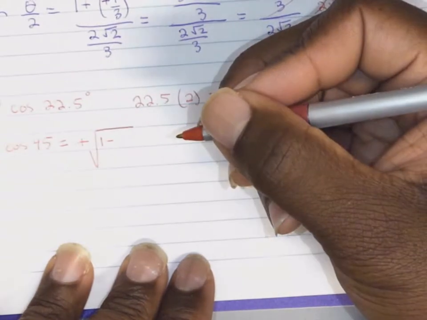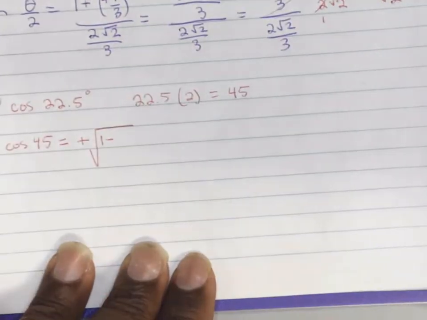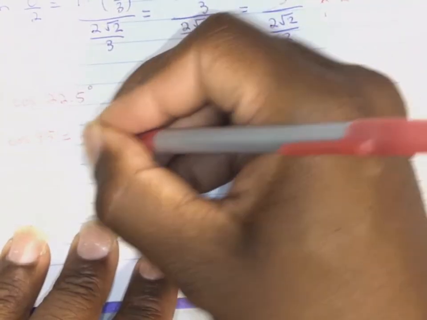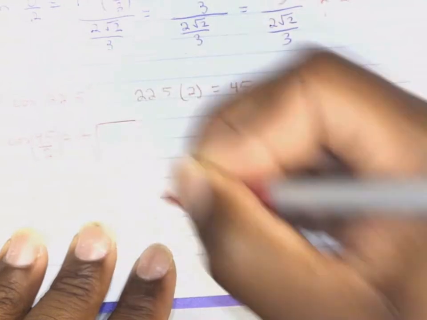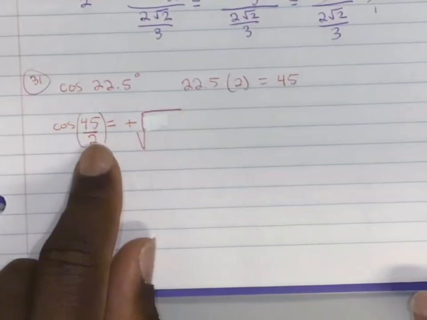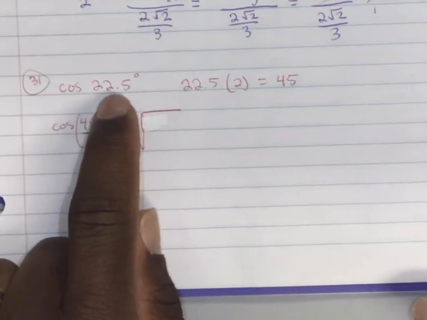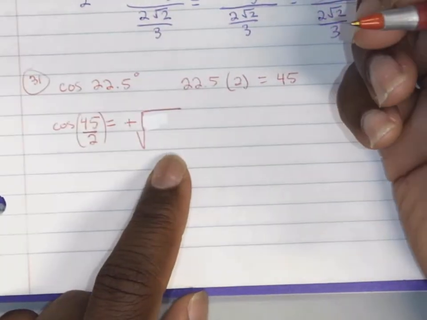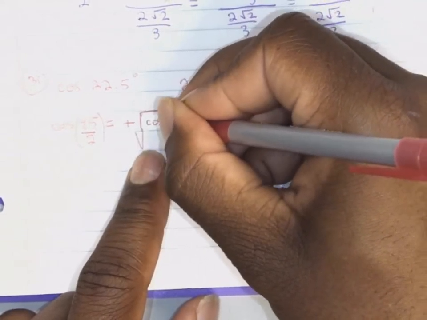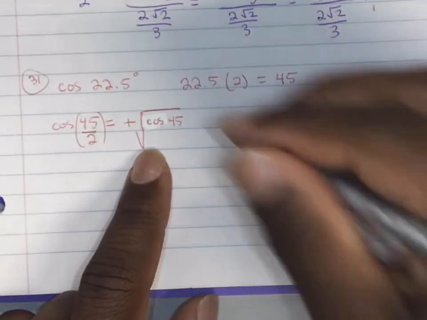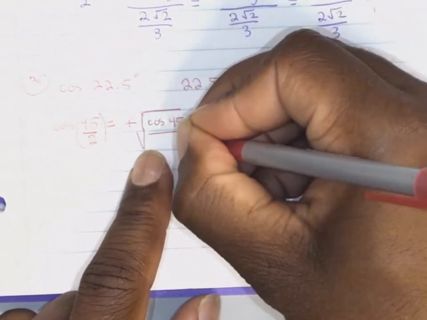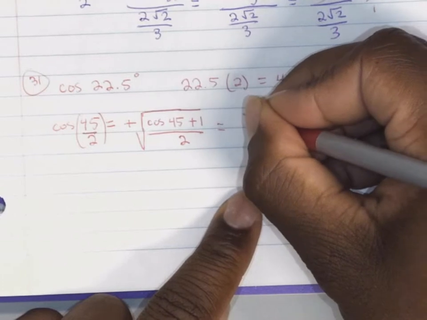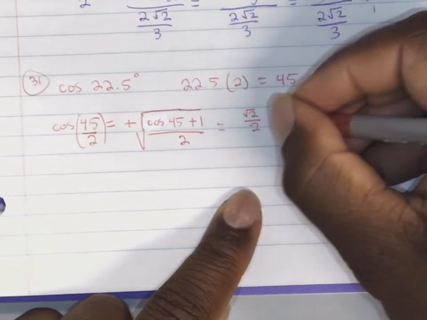plus. Sorry, I'm doing it all backwards. Should be cosine over 2. So it should be 45 over 2, which is how we get back to 22.5. I'm choosing the positive option, and then I have cosine of 45 degrees plus 1 divided by 2. Cosine of 45 is root 2 over 2 plus 1 over 2.